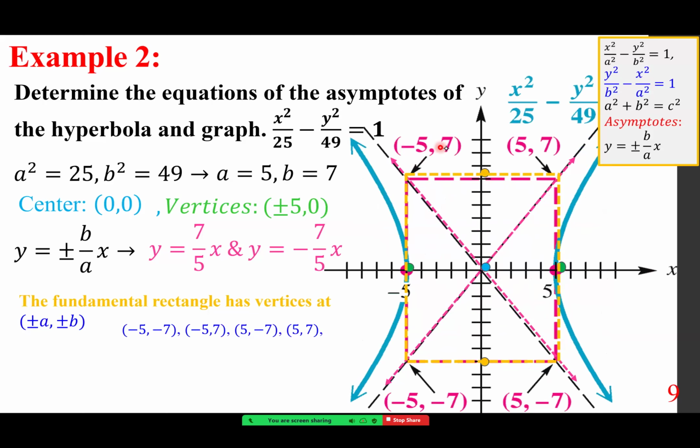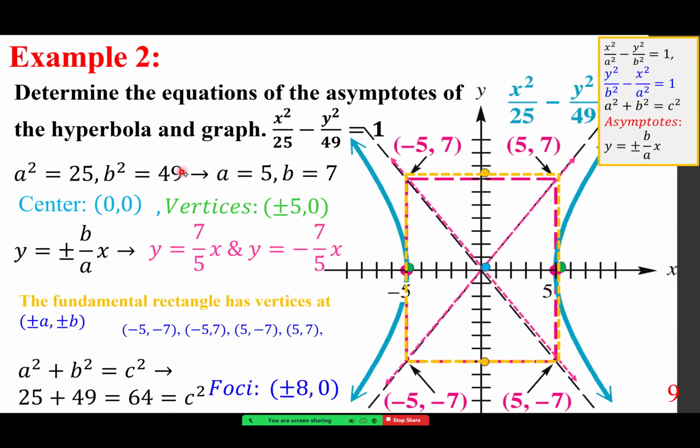And again, a squared plus b squared equals c squared. So that means 25 plus 49 is 64, and c becomes 8. Therefore, the foci are at plus minus 8, comma 0. It may not be to scale, but this should be sort of here. So 8, 0, and negative 8, 0.